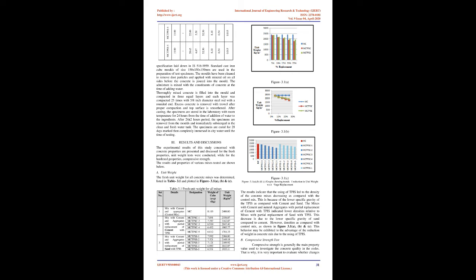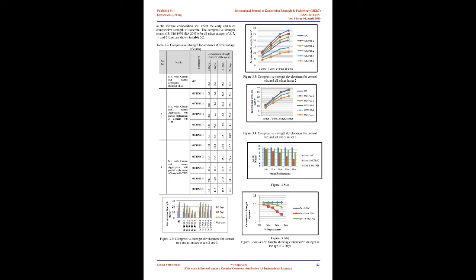Thoroughly mixed concrete is filled into the mold and compacted in 3 equal layers, and each layer was compacted 25 times with a 5/8 inch diameter steel rod with a rounded end. Excess concrete is removed with a trowel after proper compaction and the top surface is smoothened. After casting, the specimens are stored in the laboratory at room temperature for 24 hours from the time of addition of water to the ingredients. After 24 plus or minus 2 hours, the specimens are removed from the molds and immediately submerged in a clean and fresh water tank. The specimens are cured for 28 days, completely immersed in city water until the time of testing.